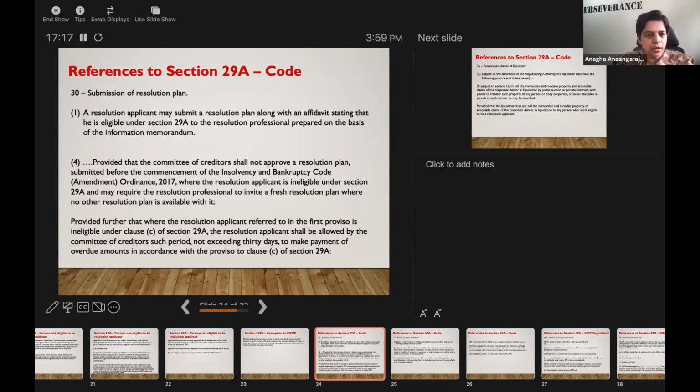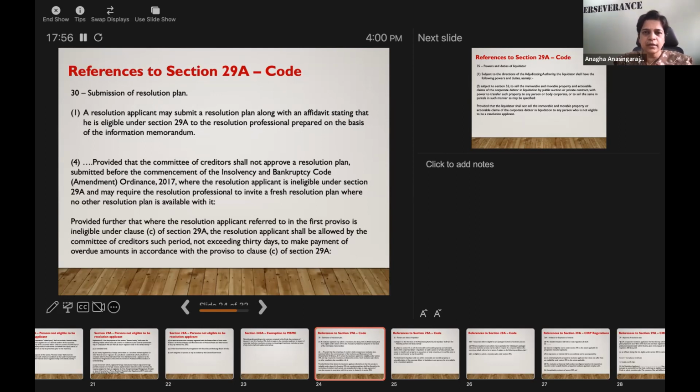Then again, the ordinance says, provided that the committee of creditors shall not approve a resolution plan submitted before the Insolvency and Bankruptcy Code Amendment Ordinance of 2017 where the applicant is ineligible under 29A, and may require the RP to invite a fresh plan where no other plan is available. This is with reference to the retrospective amendment brought in by the 2017 Amendment Act. The introduction of 29A itself was made with retrospective effect; it was applicable to the pending CRPs also.